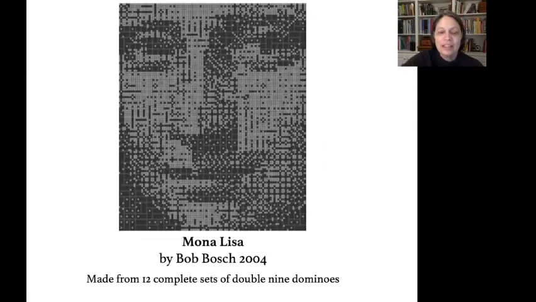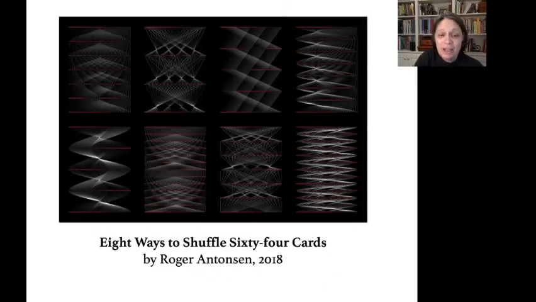This image of the Mona Lisa by Bob Bosch is made from exactly 12 complete sets of dominoes. They've not been cut into squares to create the image. Instead, Bosch has kept the dominoes as rectangles and used optimization to create this portrait under that constraint. This image by Roger Antonsen is a visualization of 8 different ways to perform perfect card shuffles. Tracing the position of each card creates these beautiful sinuous patterns.